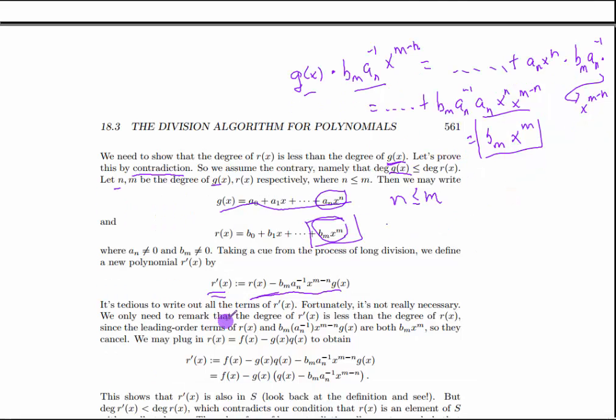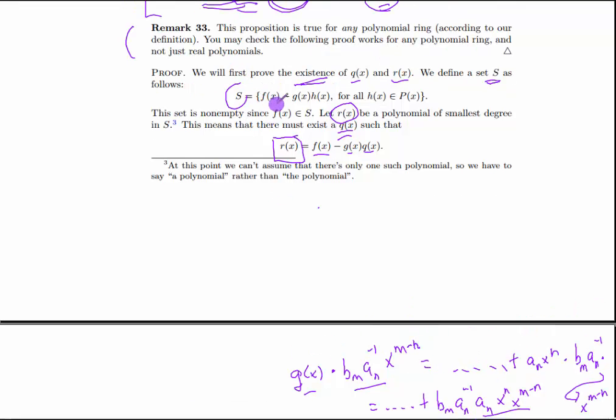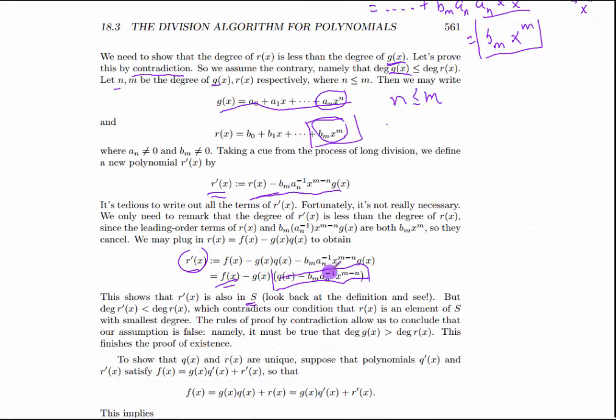Okay? But let's plug in r equals f of x minus g of x q of x. So r of x, I'm plugging that into this formula here. If I plug that in, I'm going to find that r prime of x is f of x minus g of x times some polynomial. What does that mean? That means that r prime is also in S. You look back at the definition and see. That's how S was defined. If I can express a polynomial as f of x minus g of x times some polynomial, it's in S. And r prime fits the bill. F of x minus g of x times some polynomial.